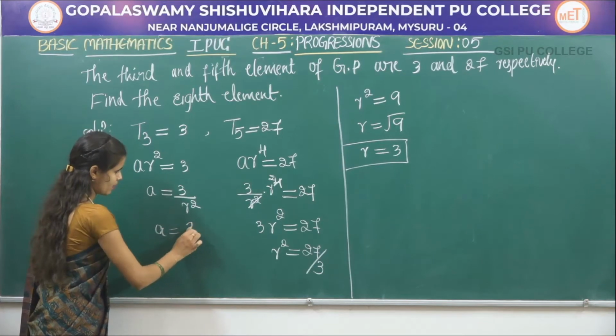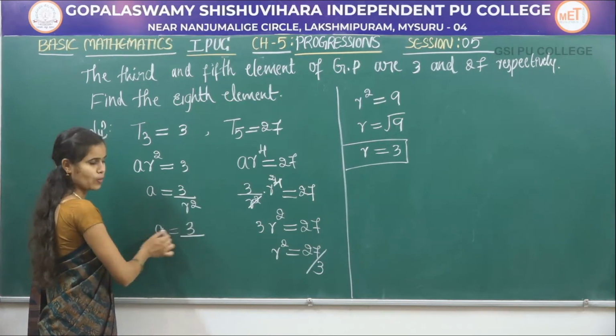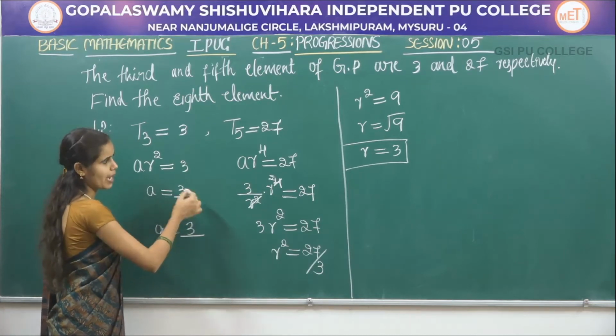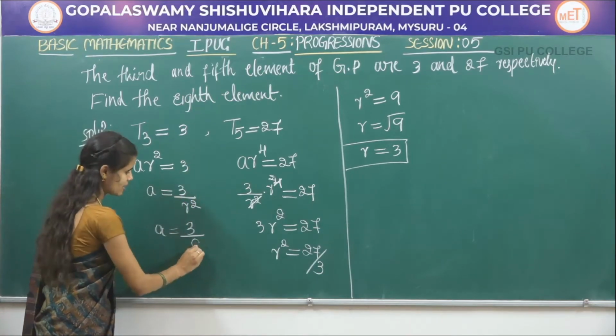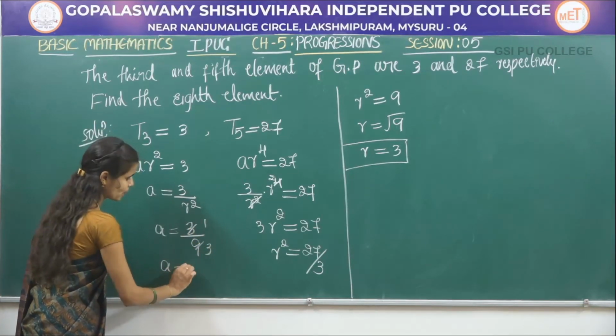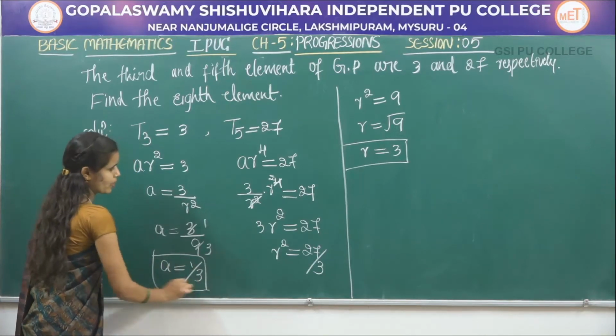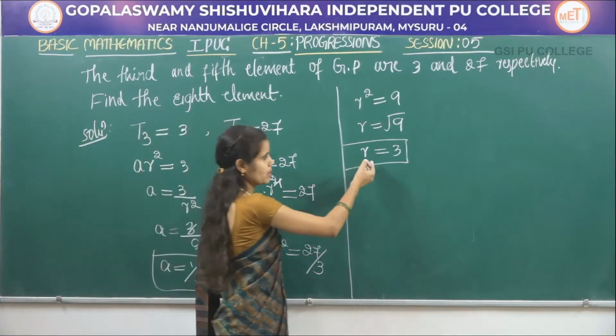Sorry, A is equal to 3 divided by R square. R means 3, 3 square is 9. So 3 ones are 3, 3. So therefore A is equal to 1 by 3. A is equal to 1 by 3, and R is equal to 3.